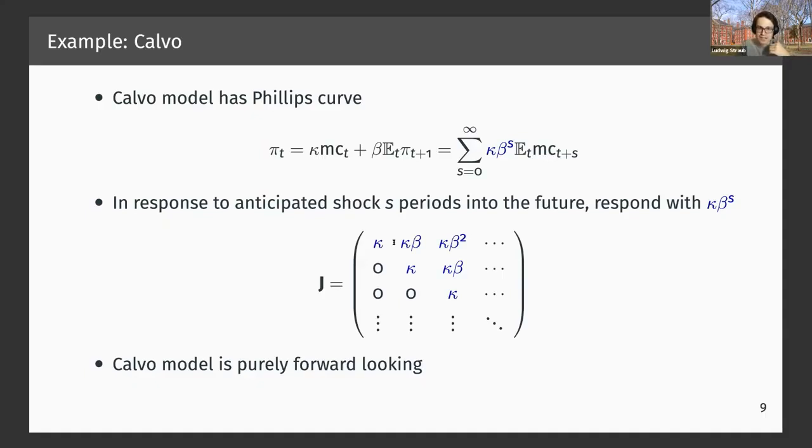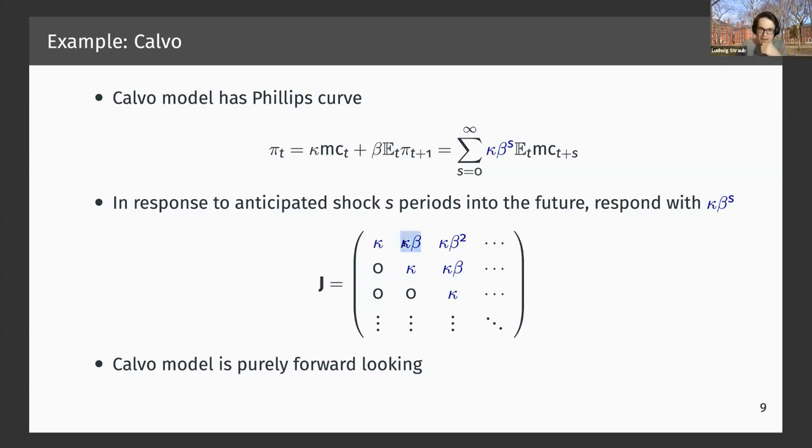Now let's go to the next column. Here, there's a shock, right? This column is the impulse response of inflation to a shock tomorrow to marginal cost, but at no other time, just tomorrow. So then what happens to inflation? Well, it responds now with some discounting because that shock happens in the future.